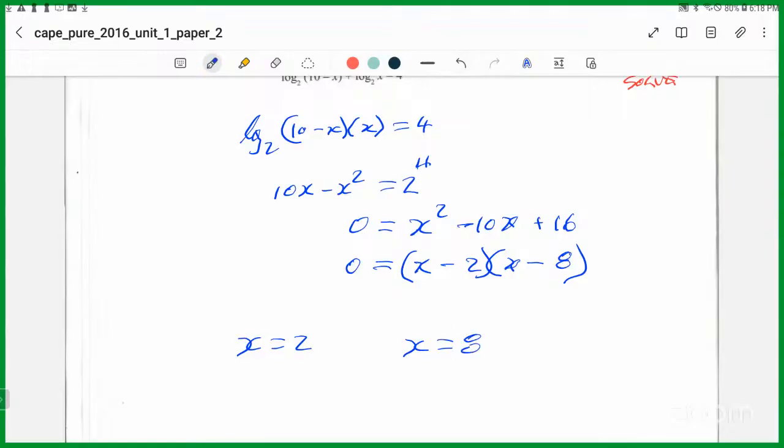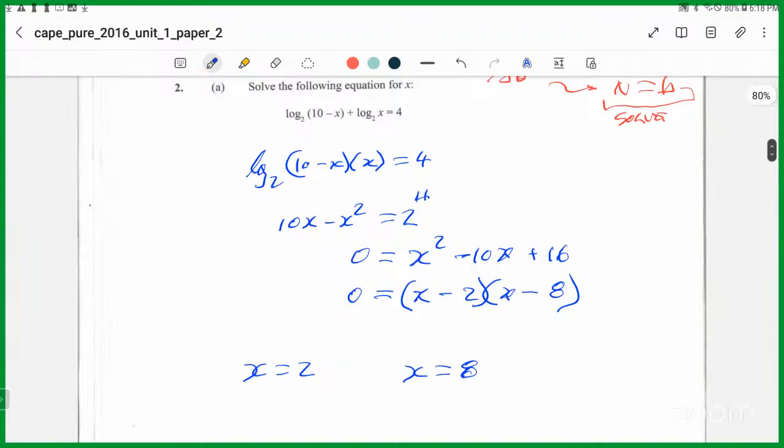I want to test if those values will work in the original equation, which they would have. I put 2 right here or 2 right there, both expressions will be positive. And if I put 8 right here and 8 right here, again, both expressions will be good. So these are 2 valid answers.